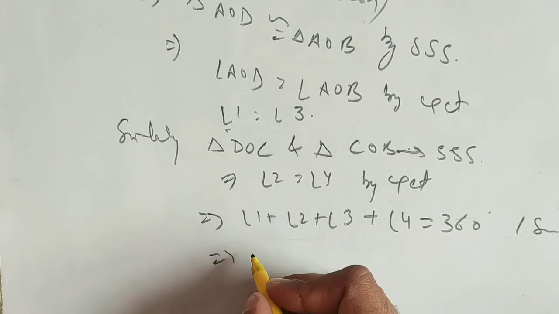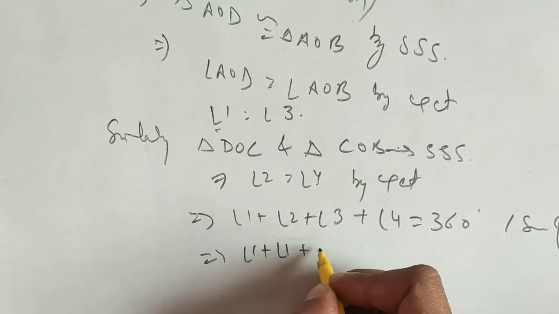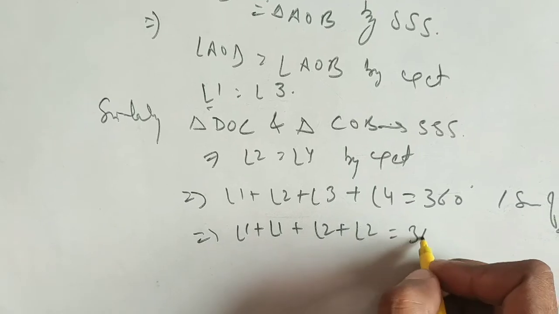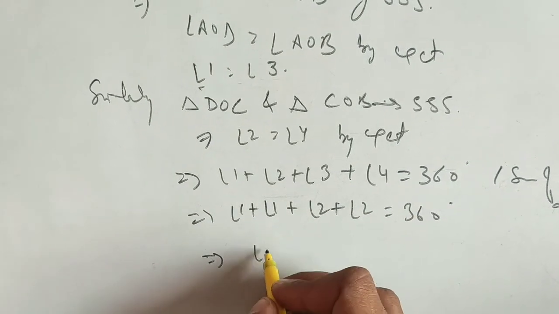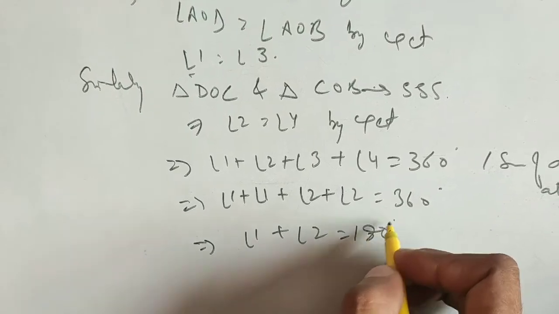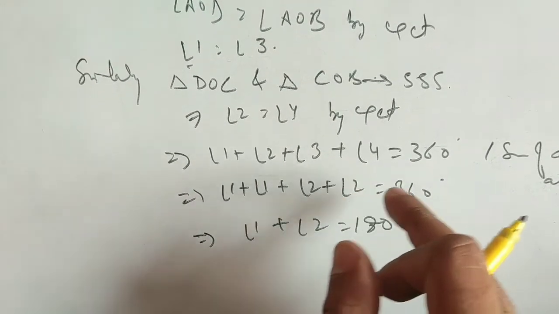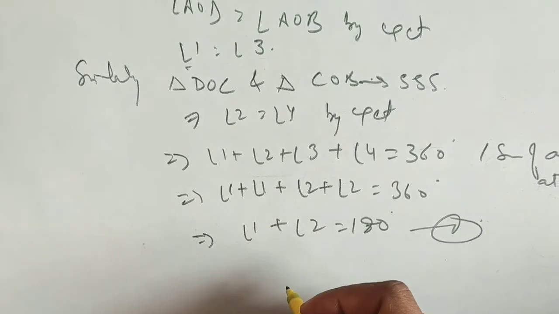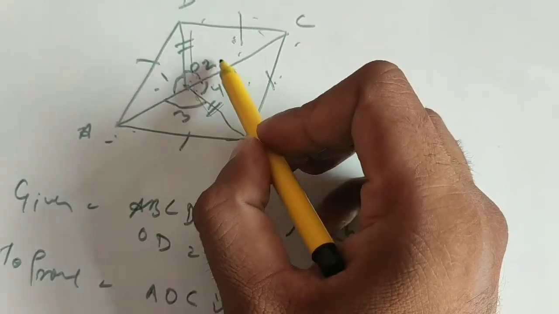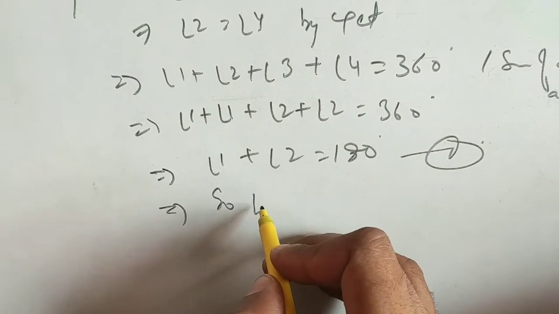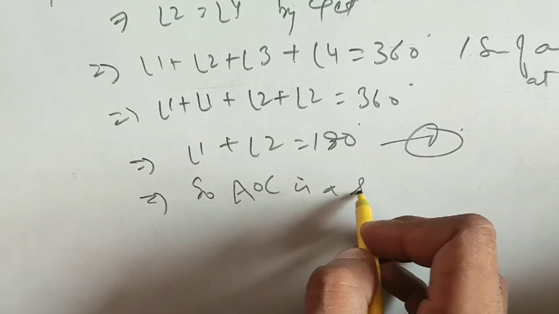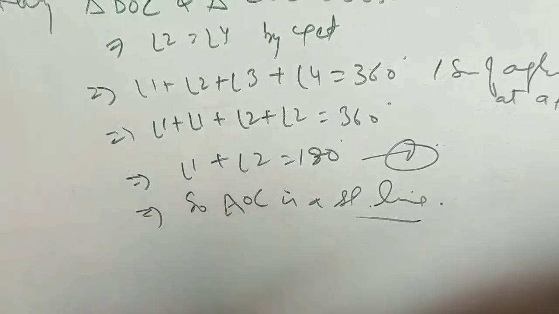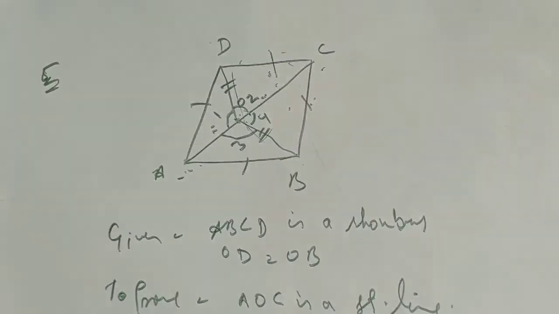So we can write it as angle 1 plus angle 1, angle 2 plus angle 2 will be 360, or we can say that angle 1 plus angle 2 will be 180 degrees, because this is twice angle 1 plus twice angle 2, which is 360. So the sum of angle 1 and angle 2 is 180. So AOC is a straight line. Okay. So guys, this was also one of the important examples.